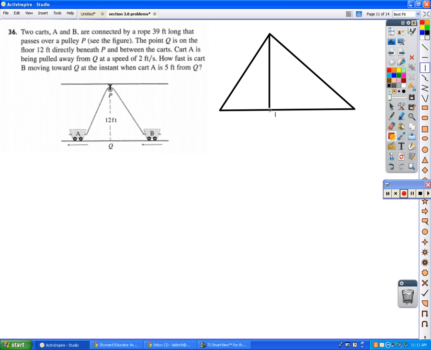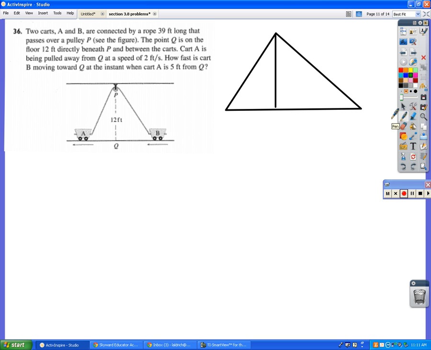Okay, so here's our drawing. And we know that this is going to be 12 feet. What we are going to do is call this X, and we're going to call this Y. We're just making a triangle out of it, a loose triangle. Okay, and then here are the things that we know.